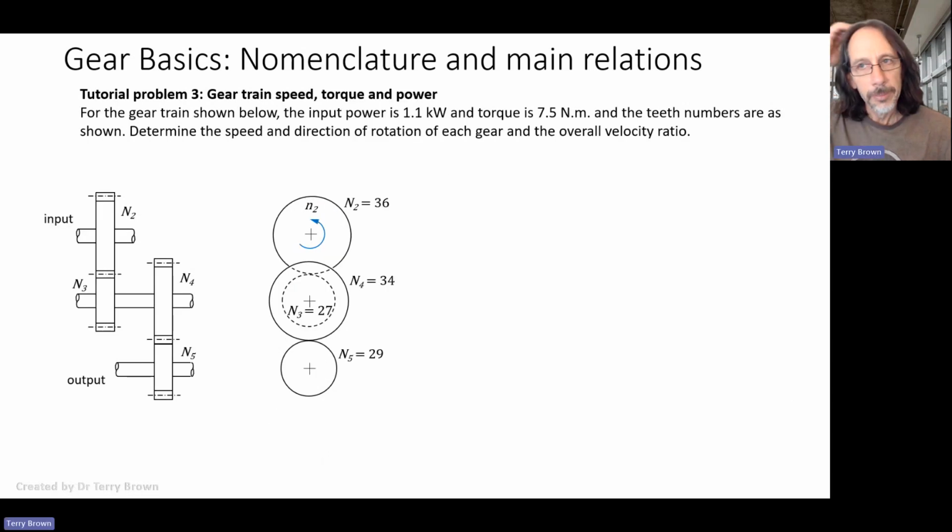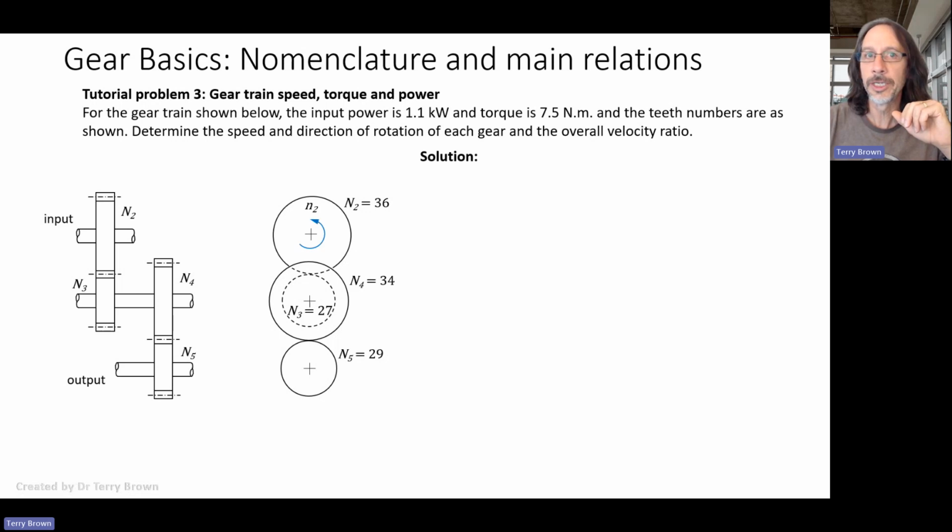Next one. So in these tutorial problems, what I'd like to do is to refresh stuff that we've done, and then on each new problem, introduce something new. Now again, we've got a gear train shown below, and we're asked to determine speed and direction of rotation of each gear and the overall velocity ratio, but this time we're not given an input speed. So now we need to make use of the relationship between power, torque, and speed. I went through that in the lecture.